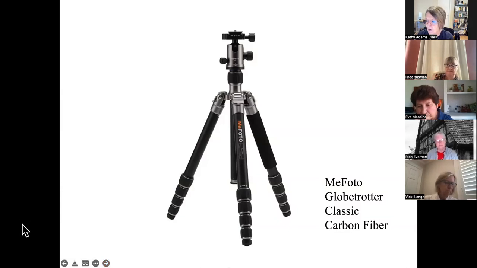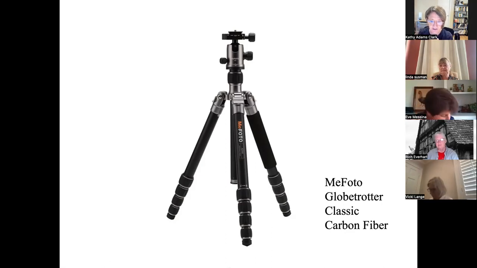It's a MeFoto Globetrotter classic carbon fiber tripod. And somebody asked me about it the other day and we were emailing about it. MeFoto Globetrotter classic carbon fiber. They have a classic and they have a not classic. Buy the classic. I don't think the new one is as good. Get the classic model. The neat thing about this tripod is it is about 3 pounds in weight. So it's super, super lightweight. It extends to way past my height, and I'm 5'6". So it extends as well as what we need it.